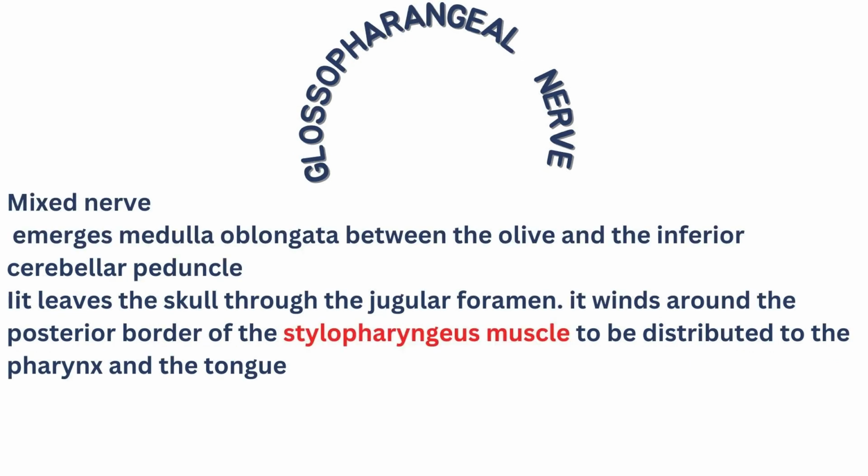Glossopharyngeal nerve is a mixed nerve that emerges from the medulla oblongata between the olive and the inferior cerebellar peduncle. It leaves the skull through the jugular foramen and winds around the posterior border of the stylopharyngeus muscle to be distributed to the pharynx and the tongue.